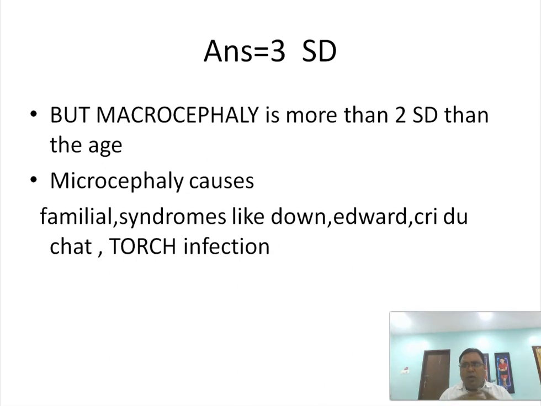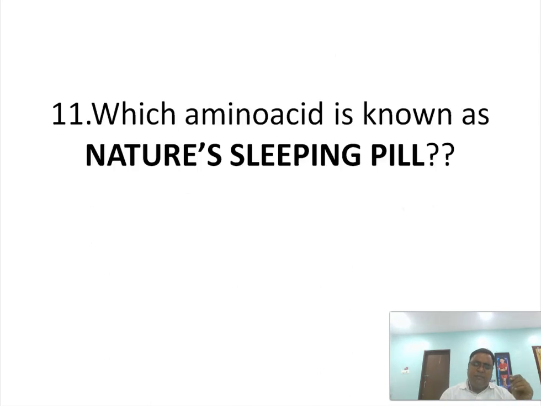Someone may ask, why is it so? Why is microcephaly less than 3 but macrocephaly more than 2? Because for microcephaly we cannot do anything. What is done is done, so we cannot change it. But macrocephaly, if you can detect early, there are some reversible and preventable causes. If you can detect early, you can treat the cause, then macrocephaly can be prevented. That's why, for early detection of macrocephaly, they have kept the bar at the 2 standard deviation level. But microcephaly is less than 3 standard deviations. Causes of microcephaly could be familial, some syndromes like Down, Edward, Cri-du-chat, or TORCH infection.